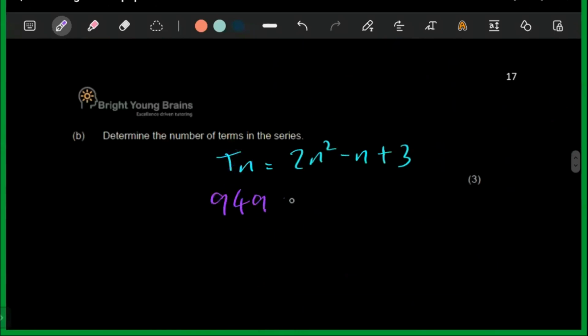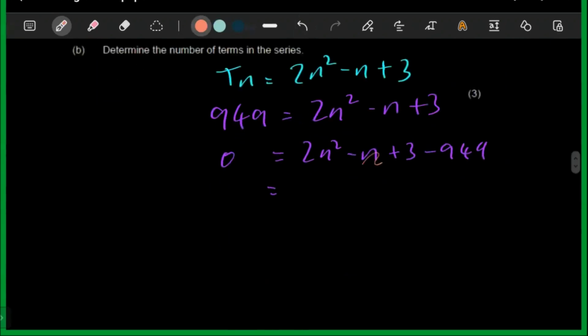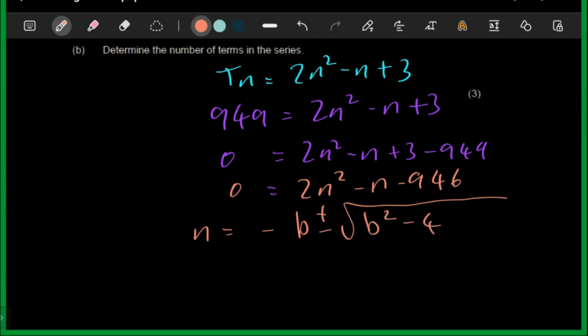You see, so 949, and then 2 to the power of 2 with n squared minus n plus 3. Let's solve for n. 2n squared minus n plus 3, and then minus 949. So the idea now is 2n squared minus n, 3 minus this, you're obviously going to have minus 946. And obviously this is the kind of question where you're going to have to use the quadratic formula.